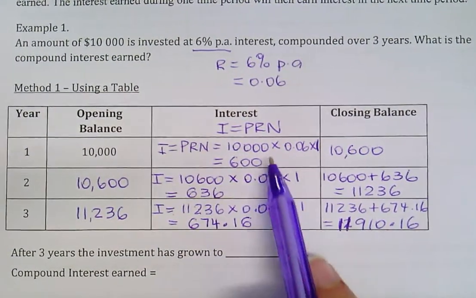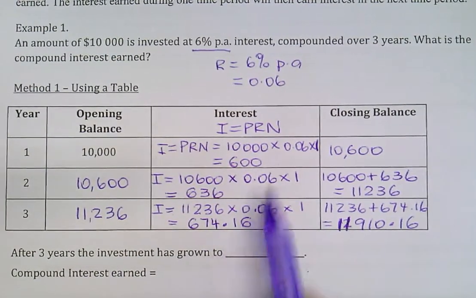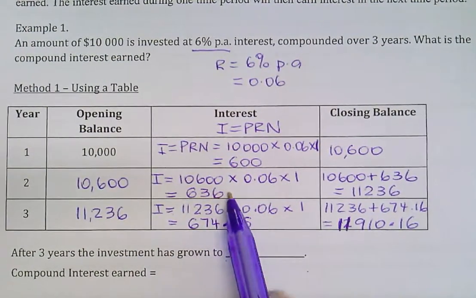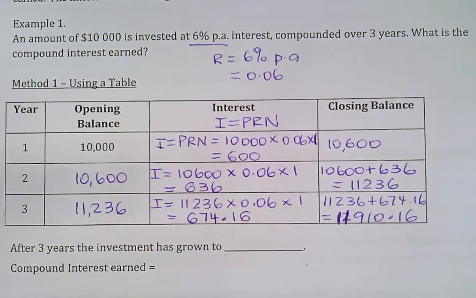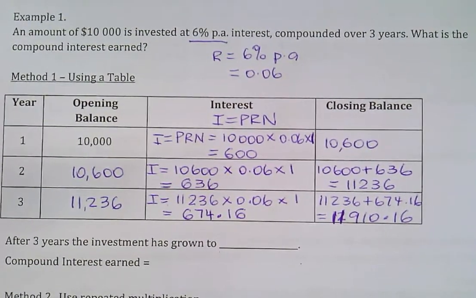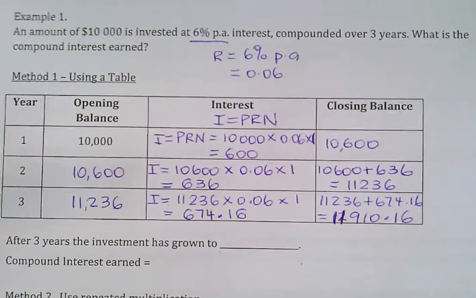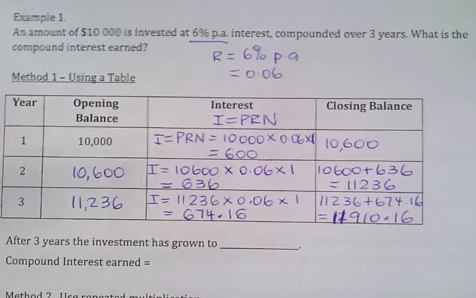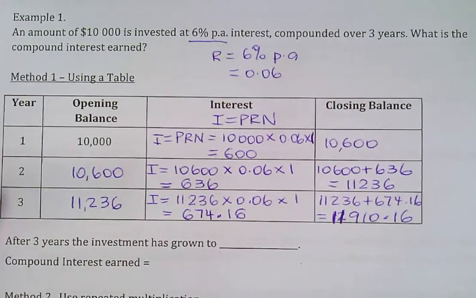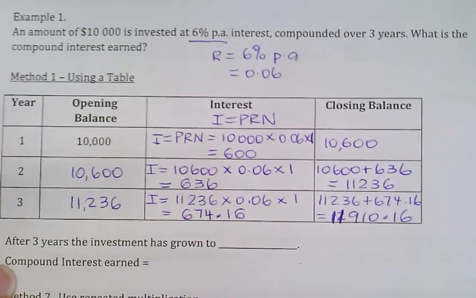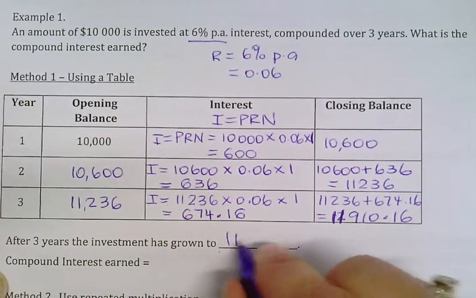Notice the interest is going up every year. $600 earned in the first year, then 636, then $674.16. That's because you're earning interest on the original money plus the extra interest that you earned. You're earning interest on your interest. And in year 3, you're earning interest on your interest on your interest.